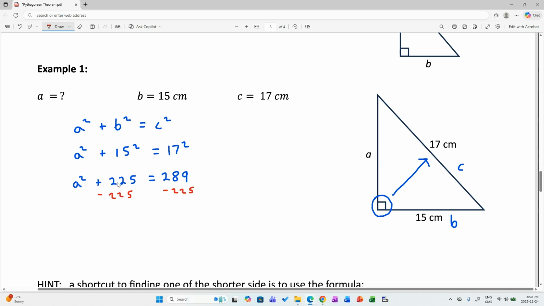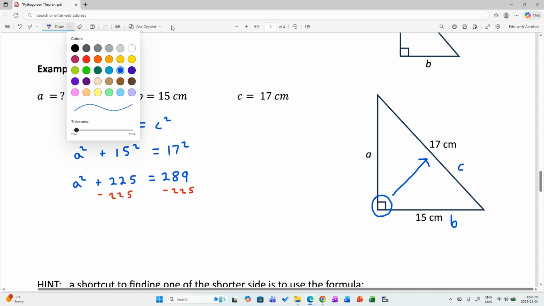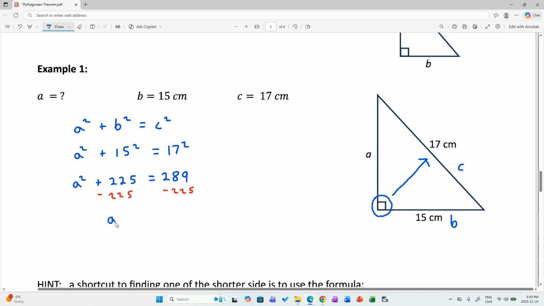In this case, positive 225 minus 225 is simply going to be 0. So all I'm left with on this side is A squared. Now, in this case, 289 minus 225 is simply going to be 64. So in this case, now I have A squared equals 64.